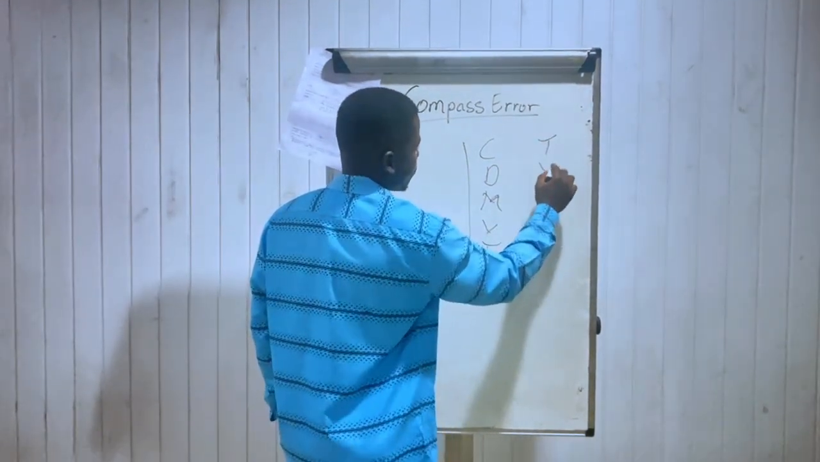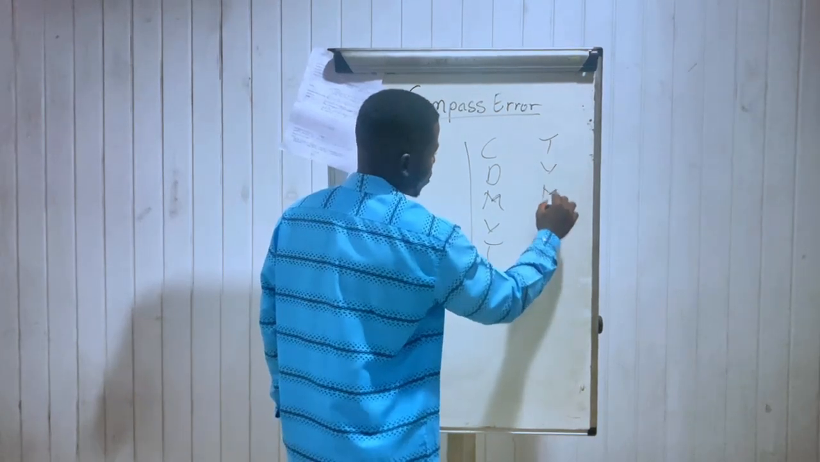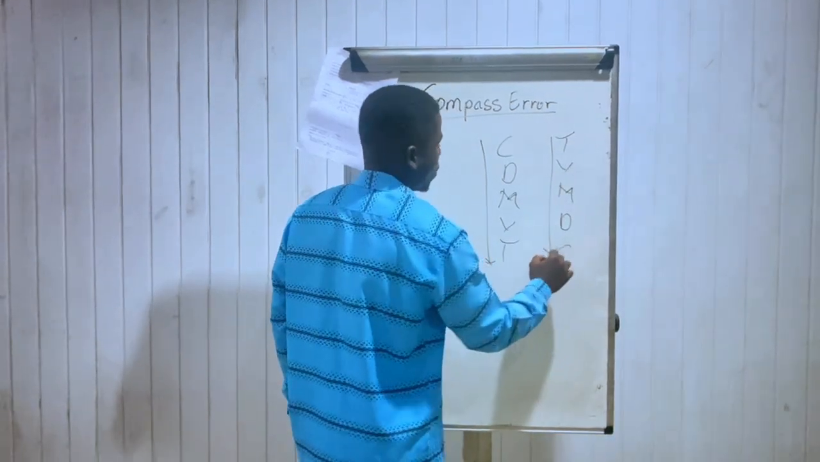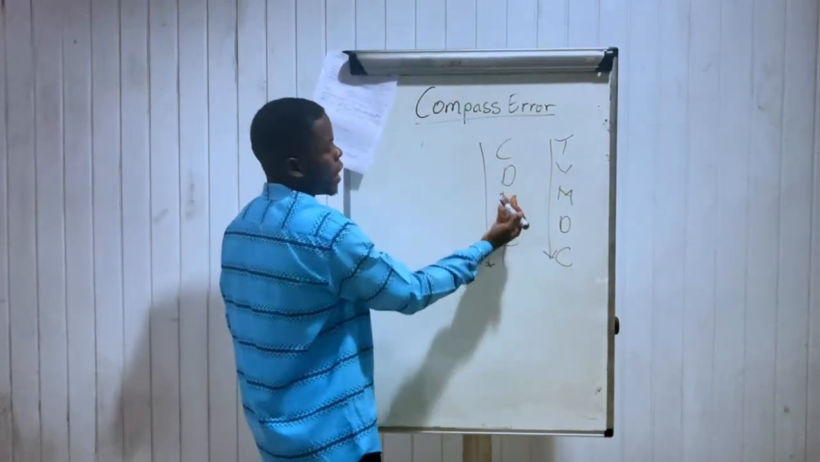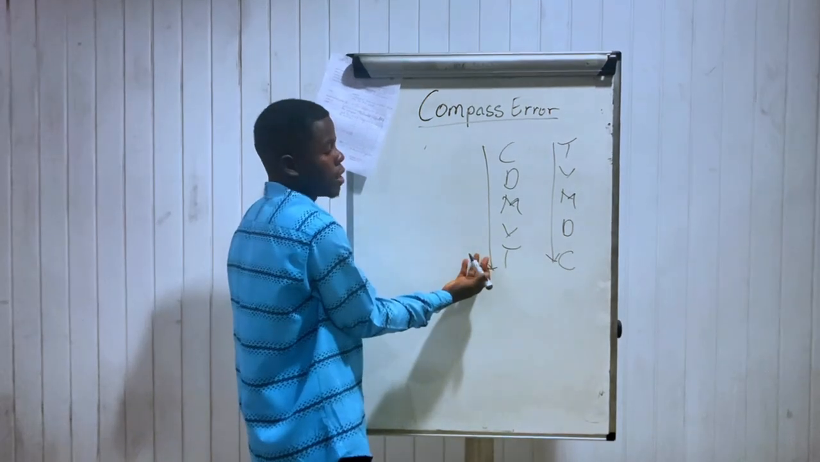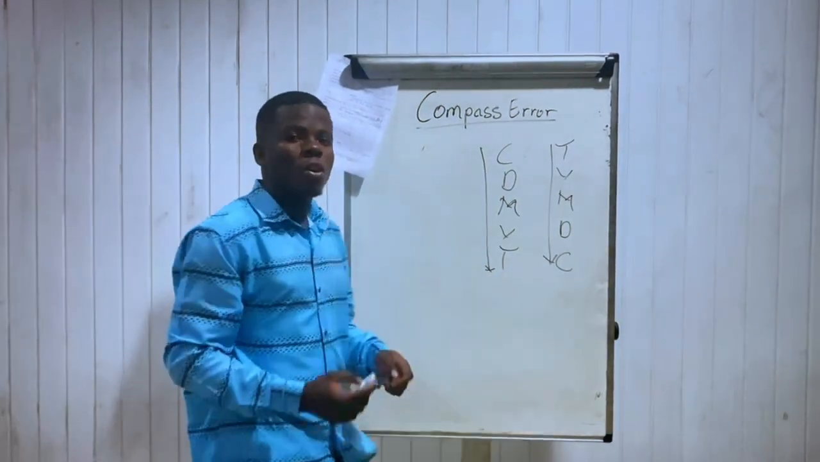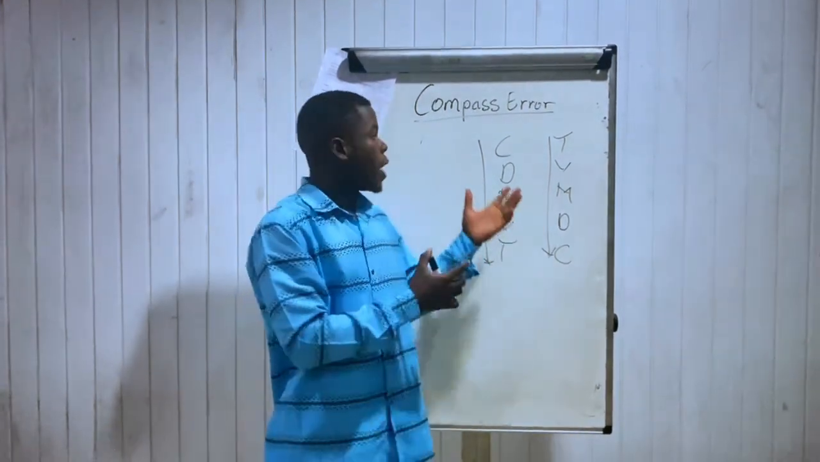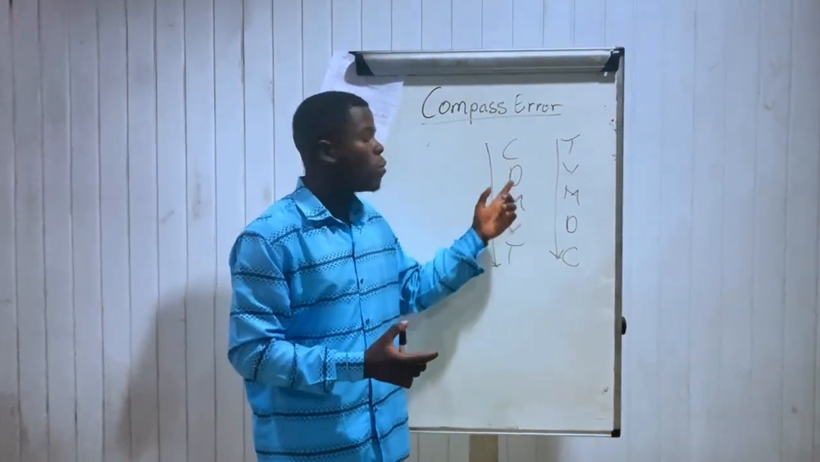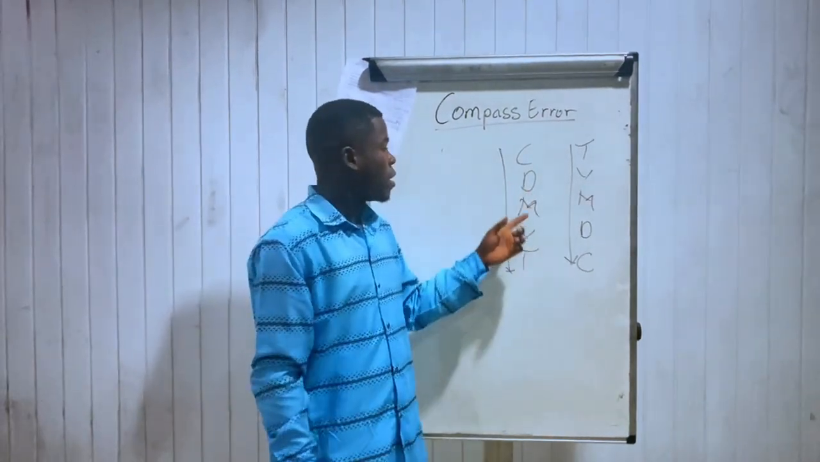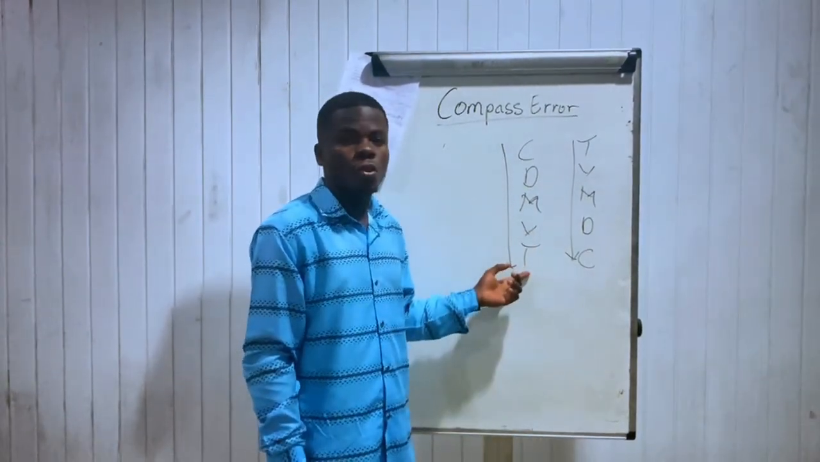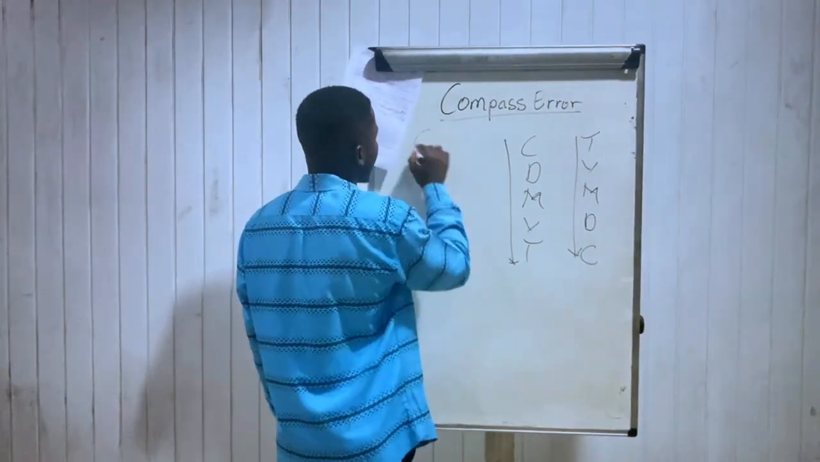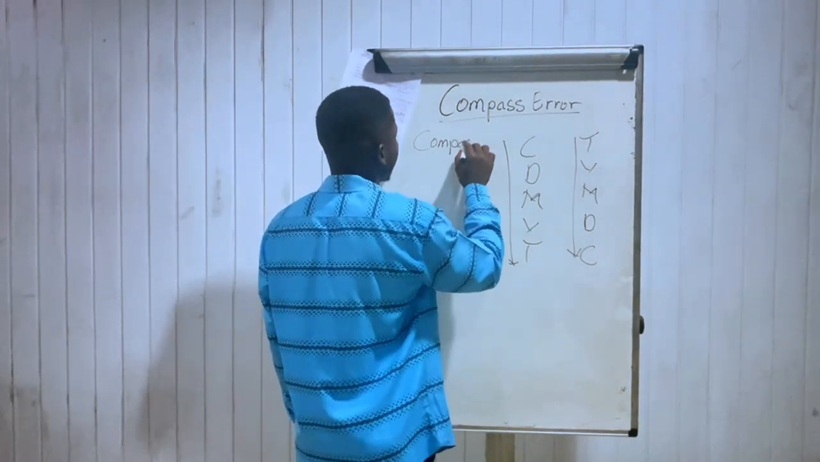So you can see that this one is vice versa of this. Before we proceed to everything, we have to know the meaning of compass and the meaning of deviation, magnetic, variation, and true. So let's start with compass.